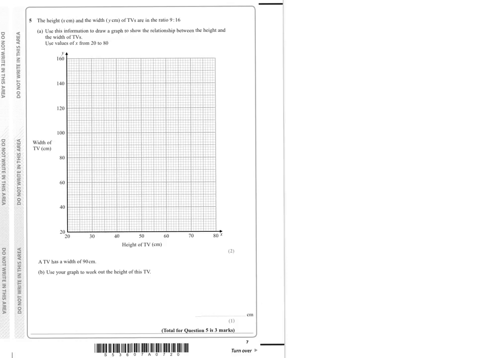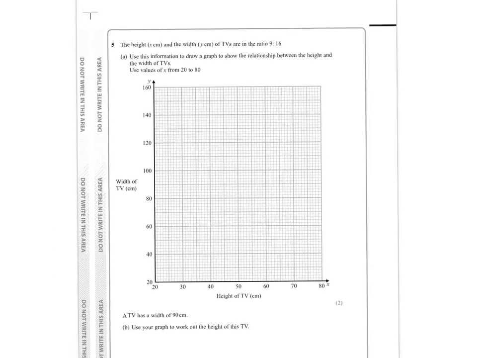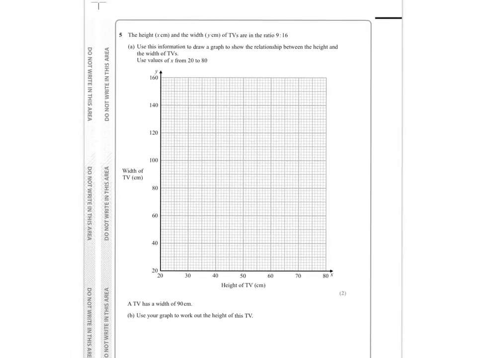Question 5. It says the height in X centimetres and the width in Y centimetres of TVs are in the ratio 9 to 16. Use this information to draw a graph to show the relationship between the height and the width of TVs. It says use values of X from 20 to 80. Now I think this question is quite tough, but again, if I say that, I mean tough for me as well.